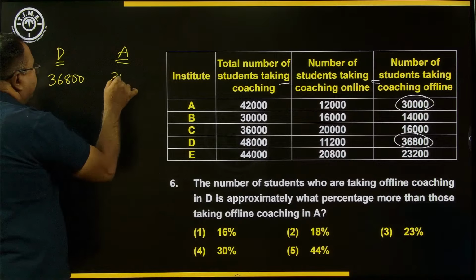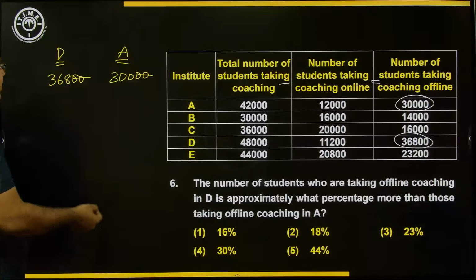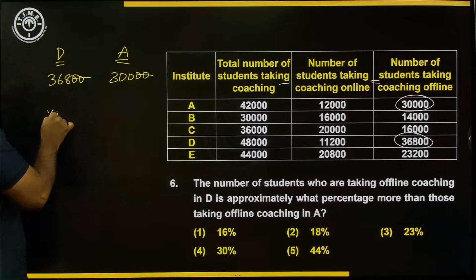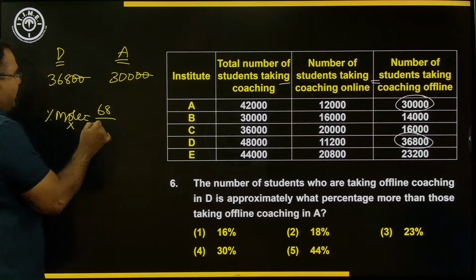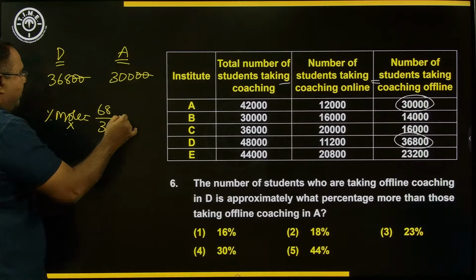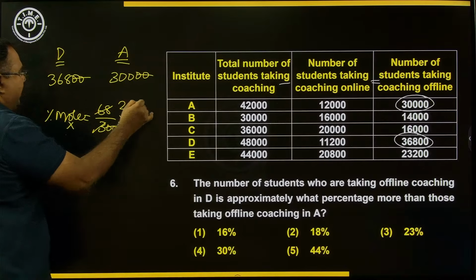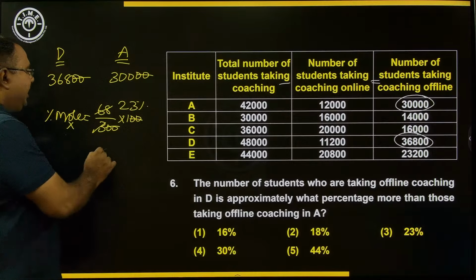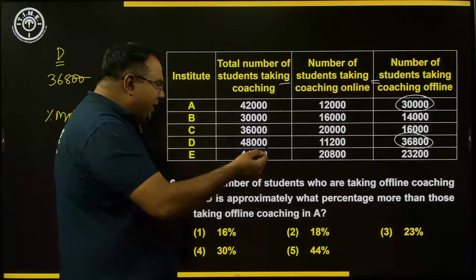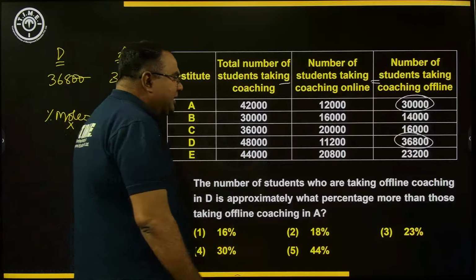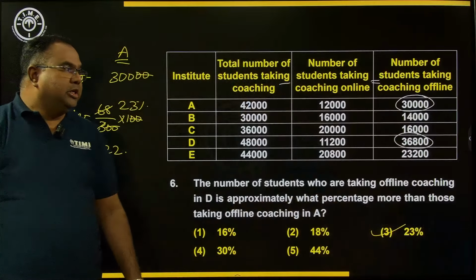What percentage more than A? It is 30,000. So 2 zeros cancel. You can remove the common factor, or you can say here percentage more, difference 68. Opposite of more is lesser value, 300, into 100. So approximately 23%. 23 times 3 is 69. We have 68, so strictly speaking, 22 point something. He said approximately, so we can pick up 23%. 23% is present in choice 3.